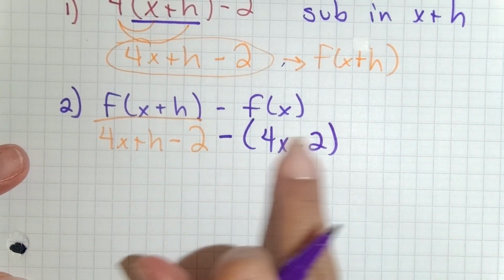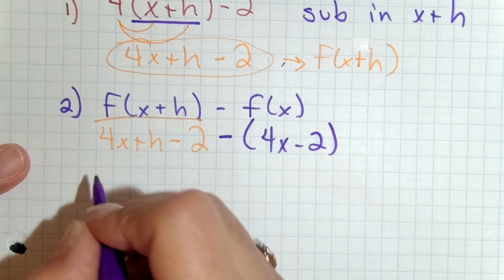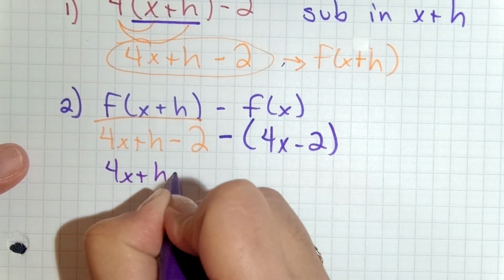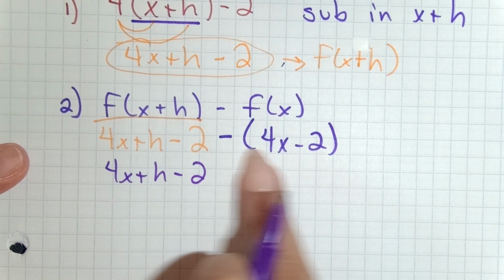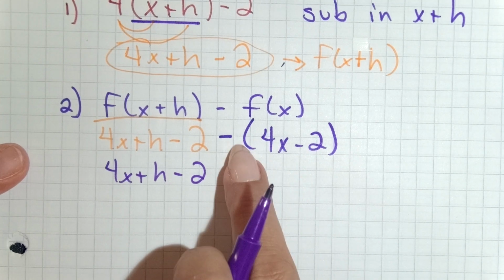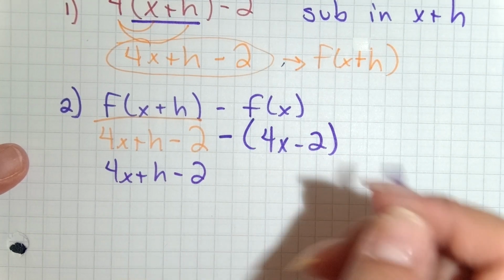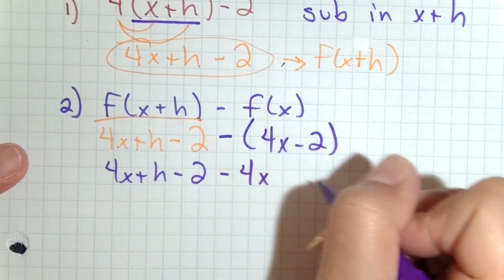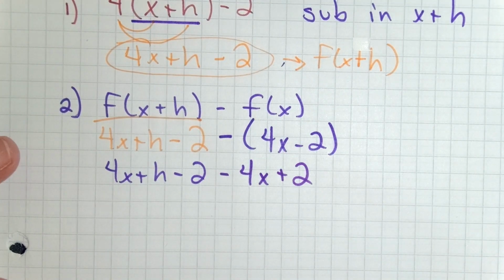So remember I said we're going to need to change the signs. So I'm going to bring down 4x plus h minus 2, but I'm going to change the signs of what's inside. Because remember, it's just like distributing a negative sign. So this becomes a negative 4x, and this becomes a positive 2. I'm going to stop there and see if you have any questions so far.